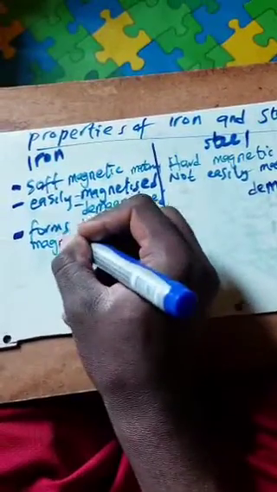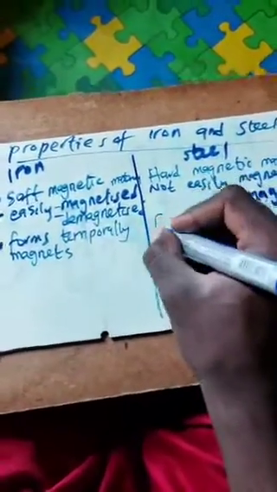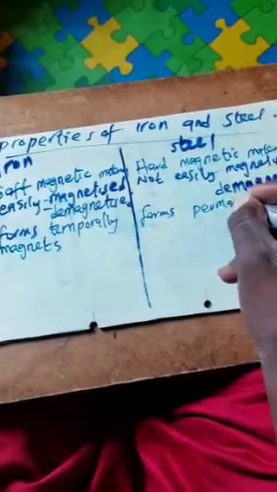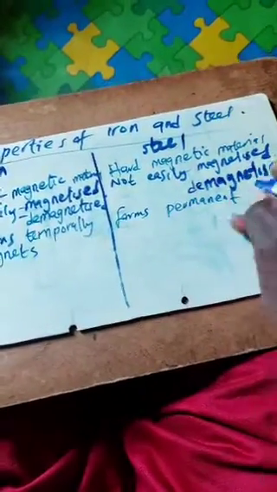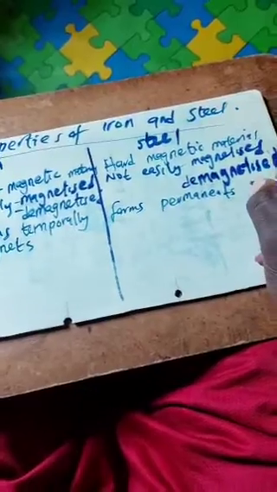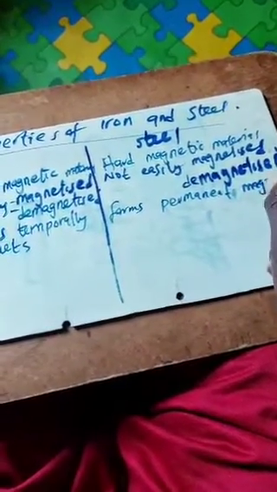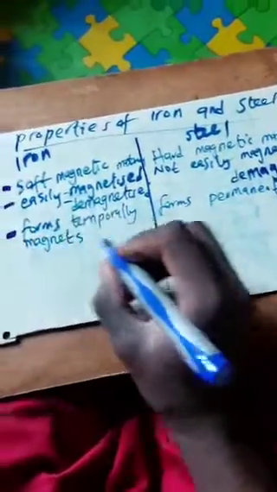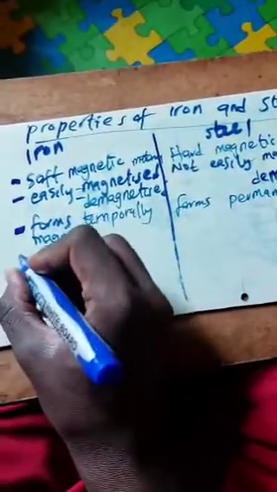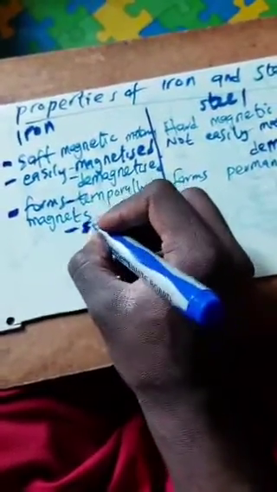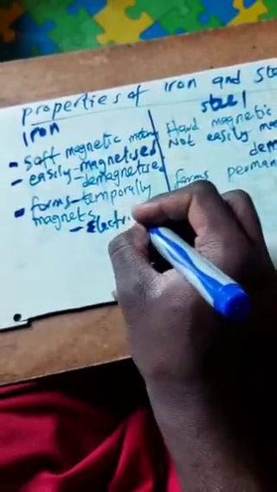Magnets that are not permanent. Steel is used to form permanent magnets. Iron is also used to form what is known as electromagnets. So it forms temporary magnets. It also forms electromagnets, magnets that use electricity.